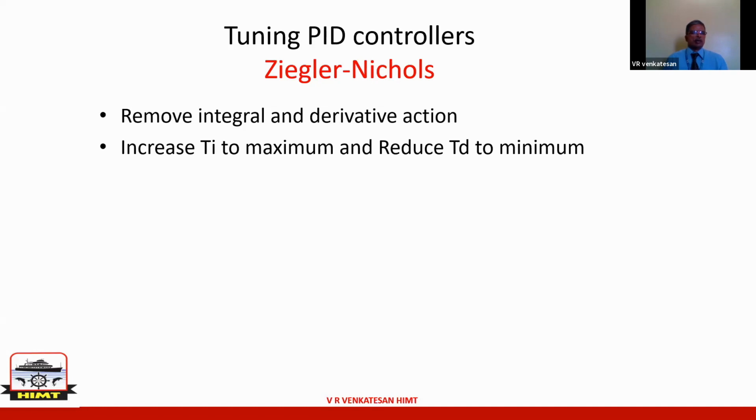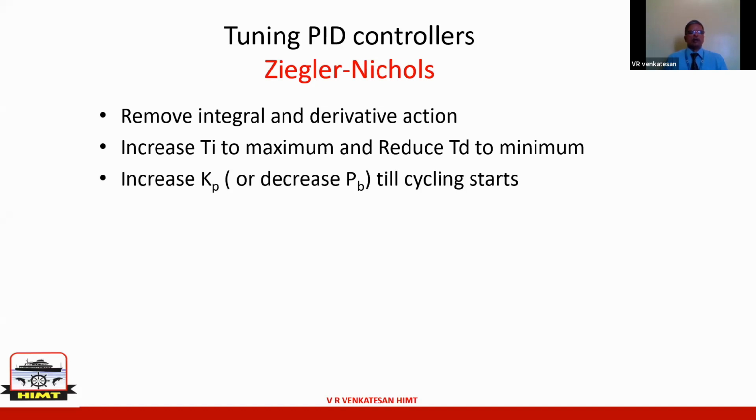It is not a difficult principle. If you can see it, it will be like this. The first part is to remove integral and derivative action. What is the meaning of that? Increase TI to maximum. Why should you increase it to maximum? Because it comes in the denominator. And reduce TD to minimum because it comes in the numerator. If you do both of them, the controller behaves like a proportional controller. Integral and derivative action is removed. It behaves just like a proportional controller.